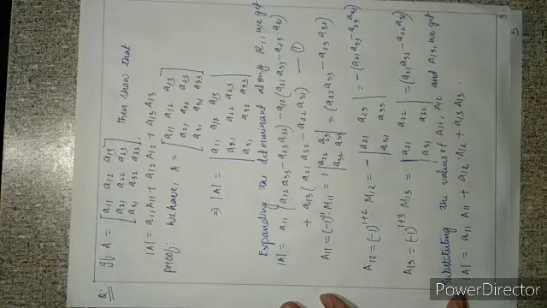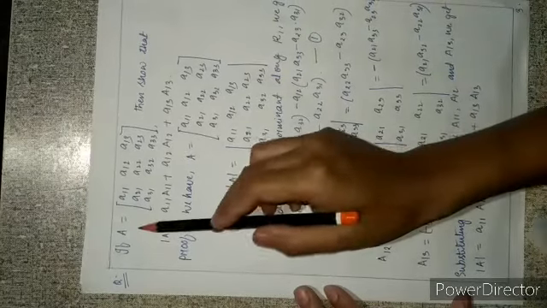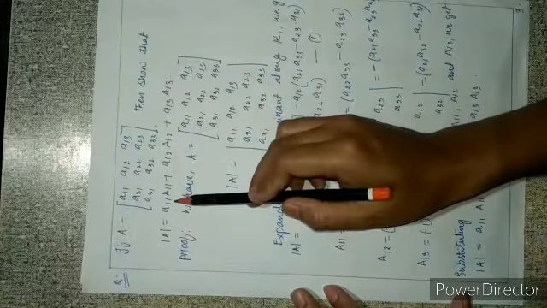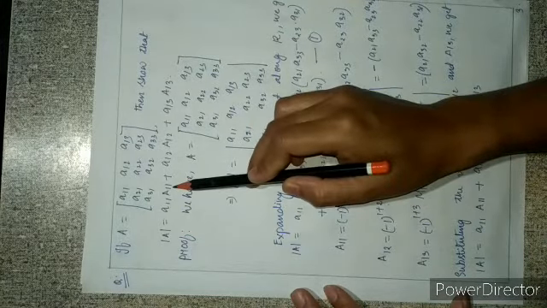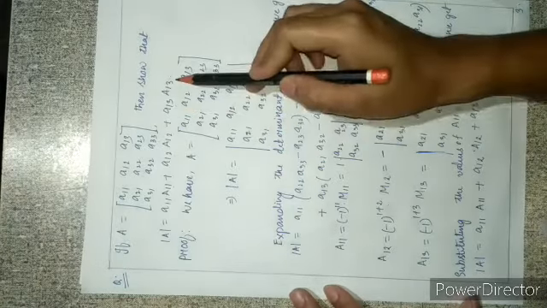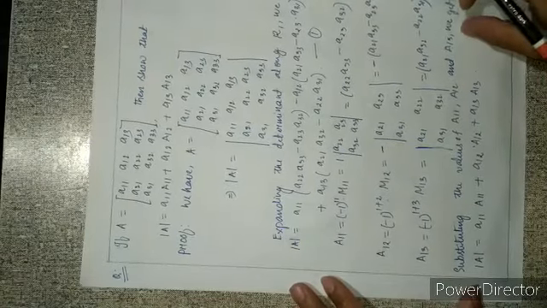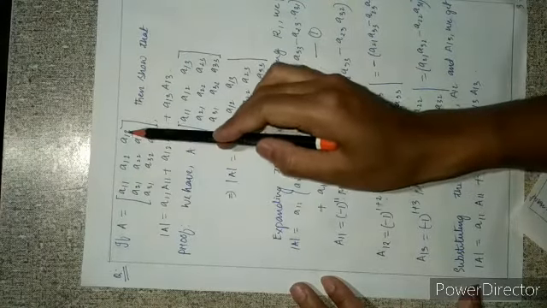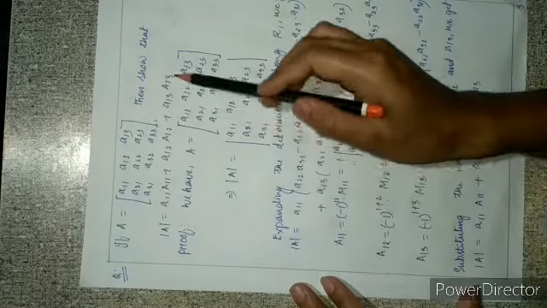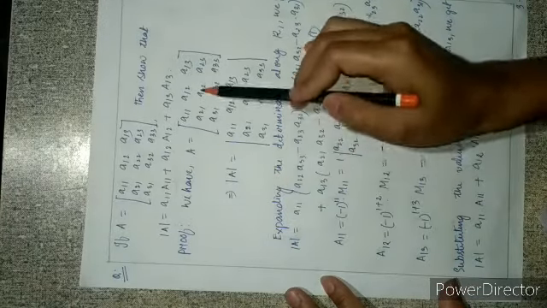So the question number... If A is a matrix of order 3 by 3, then show that determinant of A is equal to a11 into capital A11 plus a12 into capital A12 plus a13 into capital A13. That means the elements of the first row multiplied by their corresponding cofactors, and the sum gives the value of the determinant. Proof: we have matrix A.